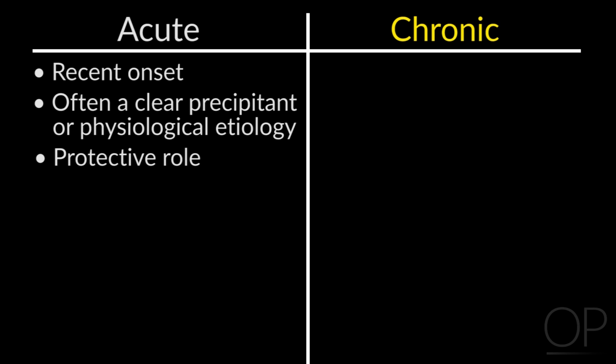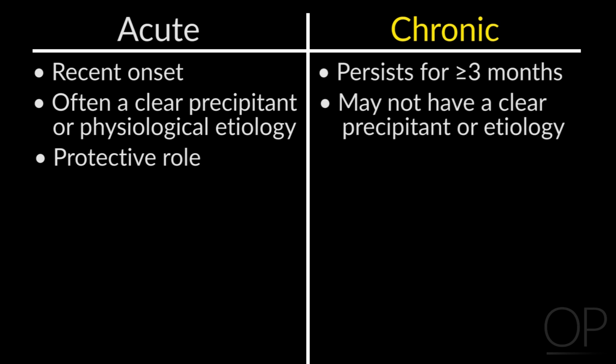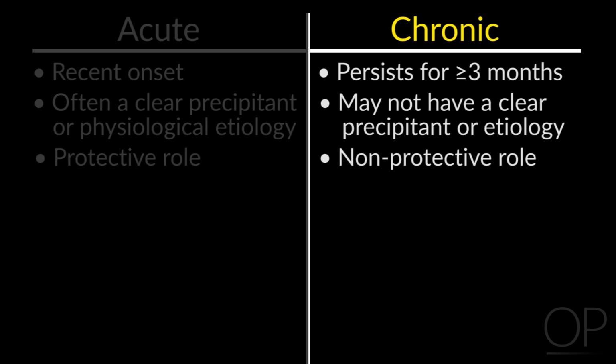In contrast, chronic pain is pain which persists for 3 or more months. There may or may not be a clear precipitant or etiology, so at times chronic pain may onset following an injury or a surgery, but the pain persists longer than the natural healing process would take. Other times chronic pain can just onset out of the blue with no clear physical trauma or precipitant. And in this case, the pain does not serve a protective purpose because there's no damage to the tissue in the body that the pain is serving to protect. The focus of this talk will be on chronic pain.